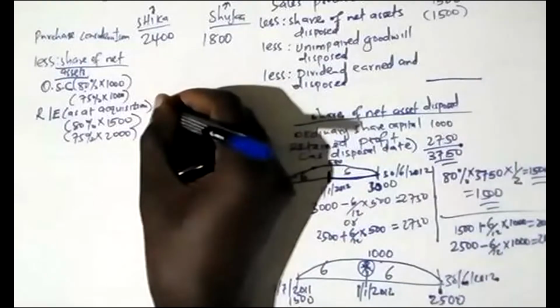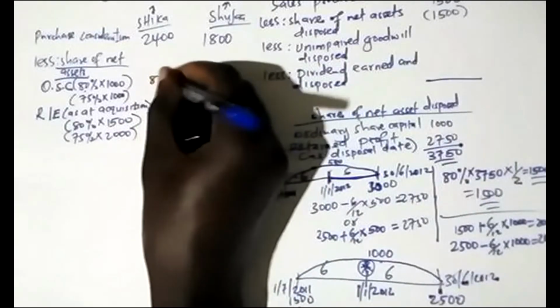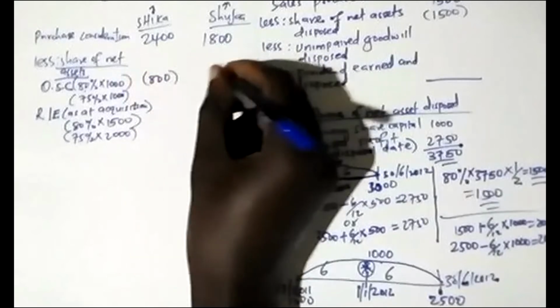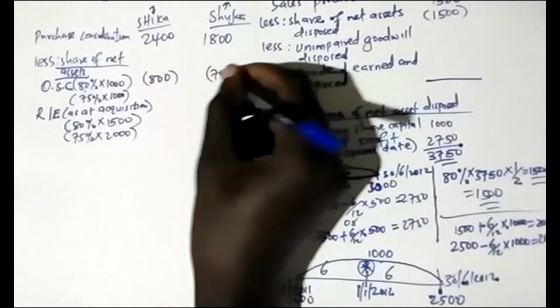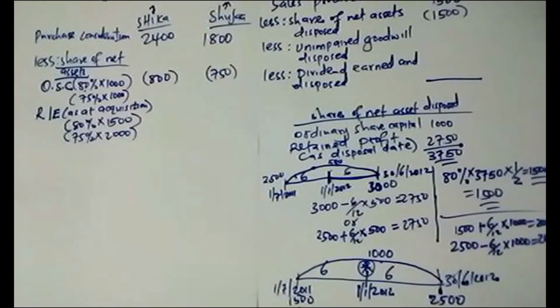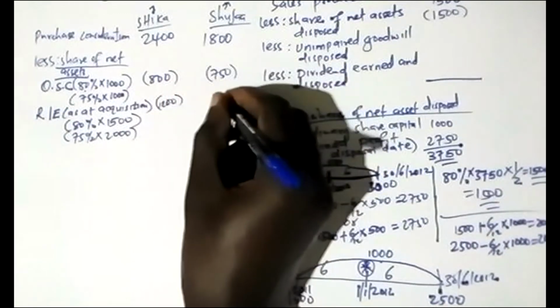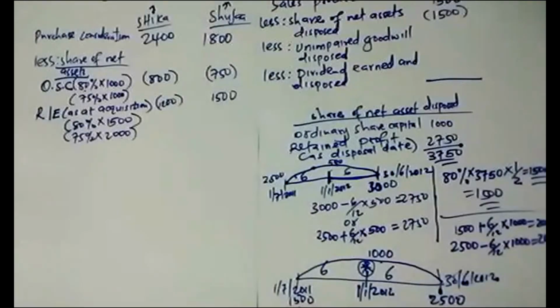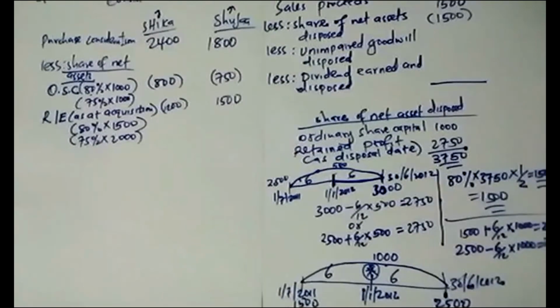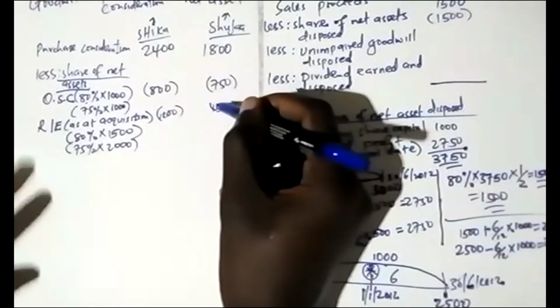So that is fine. What I'm getting there is, this one is 1,200. So for the first one, this was 800. And this one is 750. Then the next one is 1,200. And the 1,500. So this was 1,500.